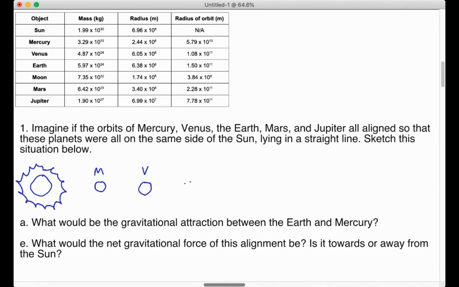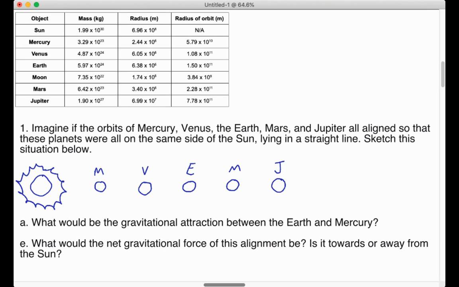Then we get to the Earth. Then we get to Mars, which is going to be another M. We'll just keep them straight from context. And then the next planet is Jupiter. And then Saturn and so forth, but we don't need to do all those guys.